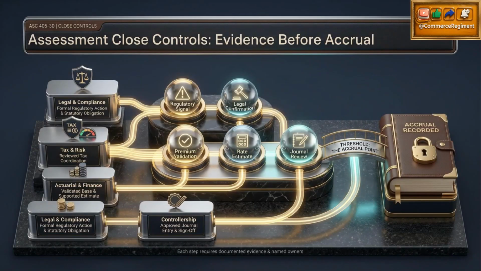The assessment close process needs evidence before accrual. A regulatory signal starts the analysis, but finance still needs legal confirmation, premium validation, rate support, and journal review. Legal and compliance confirm the regulatory action and statutory obligation. Actuarial and finance validate the premium or loss base and rate estimate. Tax and risk review cross topic issues and premium tax coordination. Controllership reviews the entry, approves the disclosure language, and signs off. This is how an accrual becomes a defensible accounting conclusion, not just a spreadsheet number.